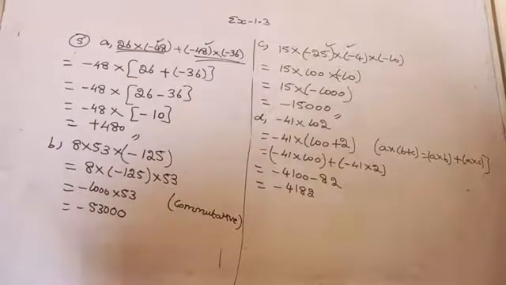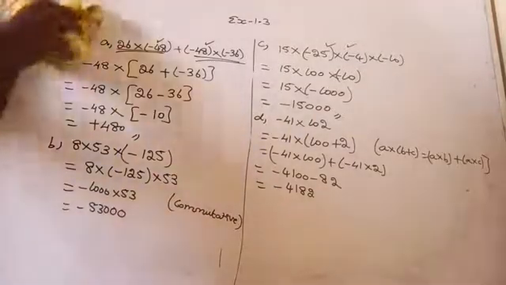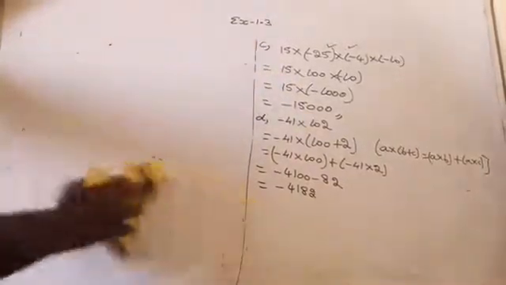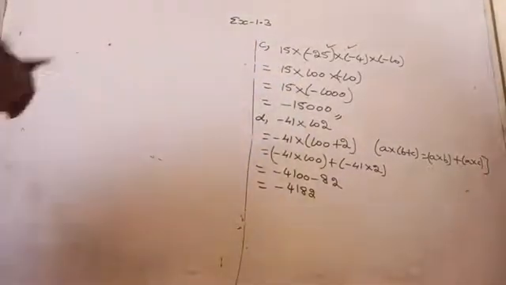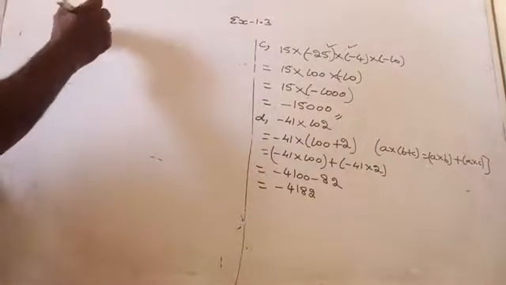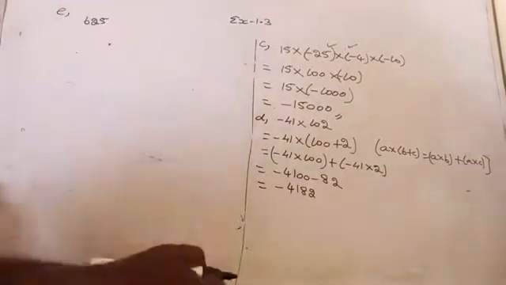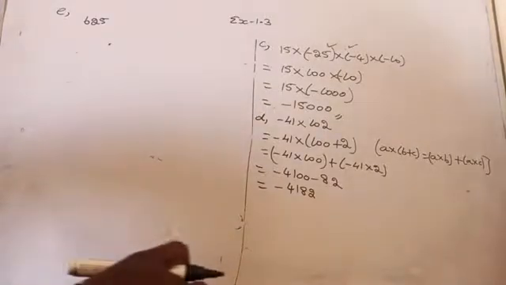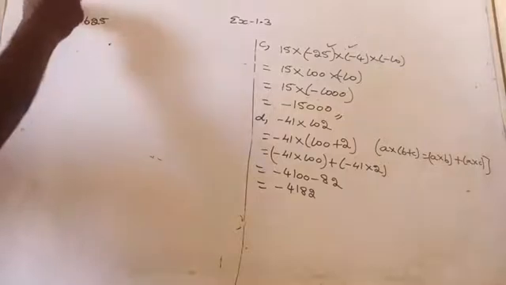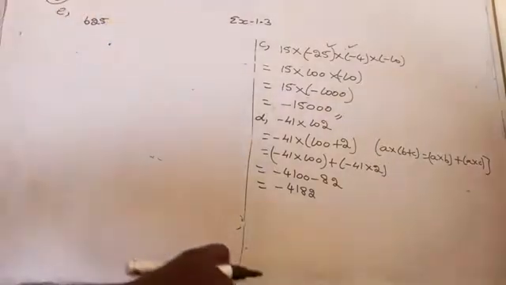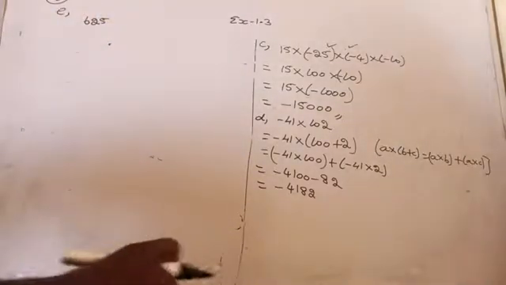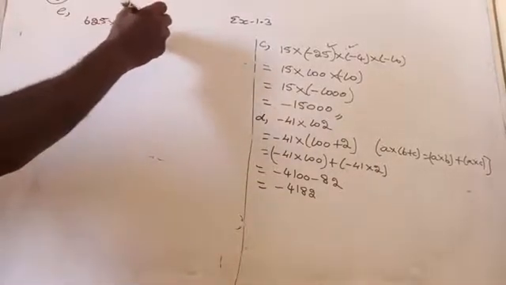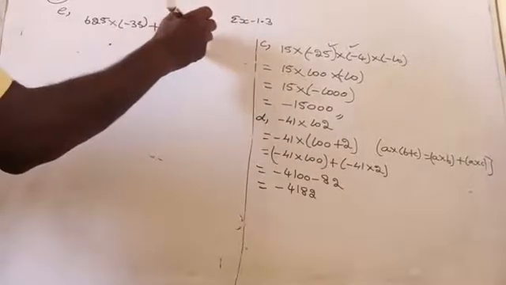It is given that 625... it is question number 5, subdivision E. 625 into minus 35 plus minus 625 into 65.